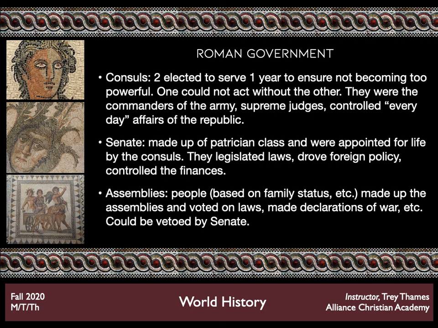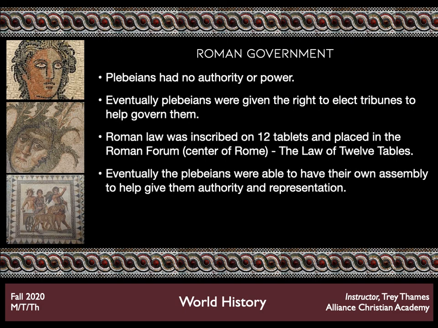And then lastly, there's the assemblies. These are people that make up the assemblies and vote on the laws, make declarations of war, and the decisions they made could be vetoed by the Senate. But these were important people that were of the common class, not just the... no, actually, sorry, these were still patricians, but they were not in the Senate. These were just general assemblies. But that, of course, left the plebeians with no authority or power, and eventually plebeians are going to fight for the right to have their own tribunes to help govern them and represent them.